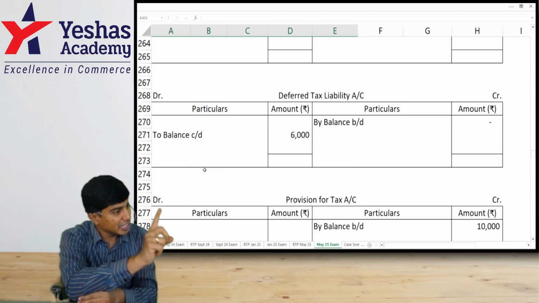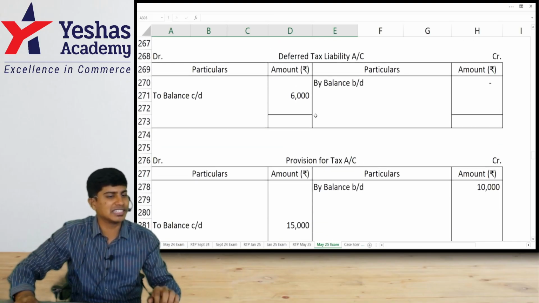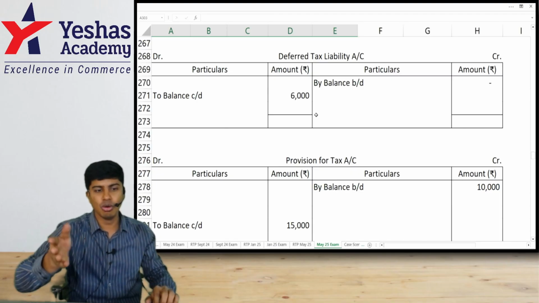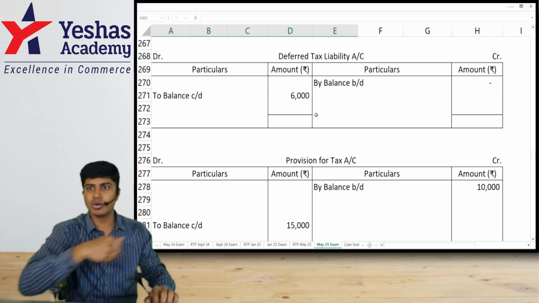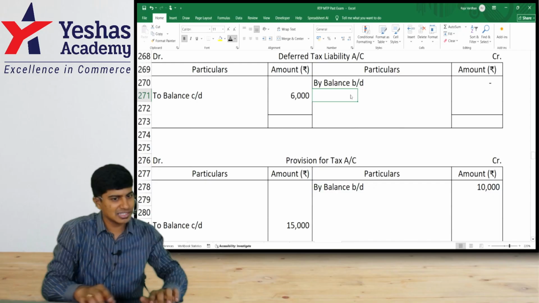Can it be net off? It has to be net off. Very simple. Close this deferred tax ledger. Shall I write by cash? No. It is not paid. So only it's liability. Am I right? Right here, provision for tax.